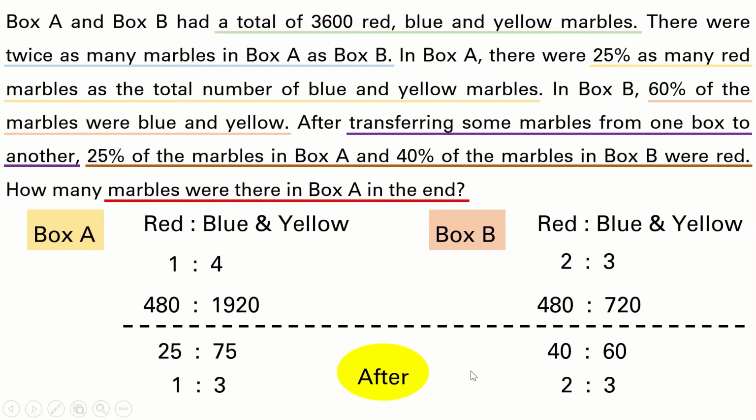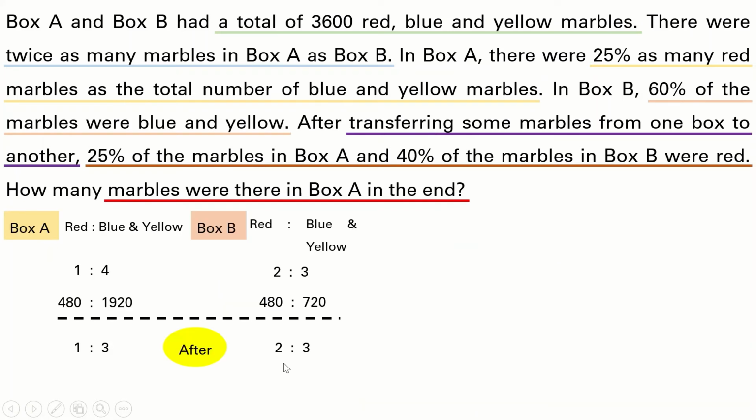From here, we can form equations by taking 1 unit from Box A plus 2 parts from Box B. Just looking at the red marbles, it will be equal to 480 before in Box B and 480 before in Box A, and we get 960. We write units and parts to differentiate the number of marbles for the ratio in Box A and Box B.